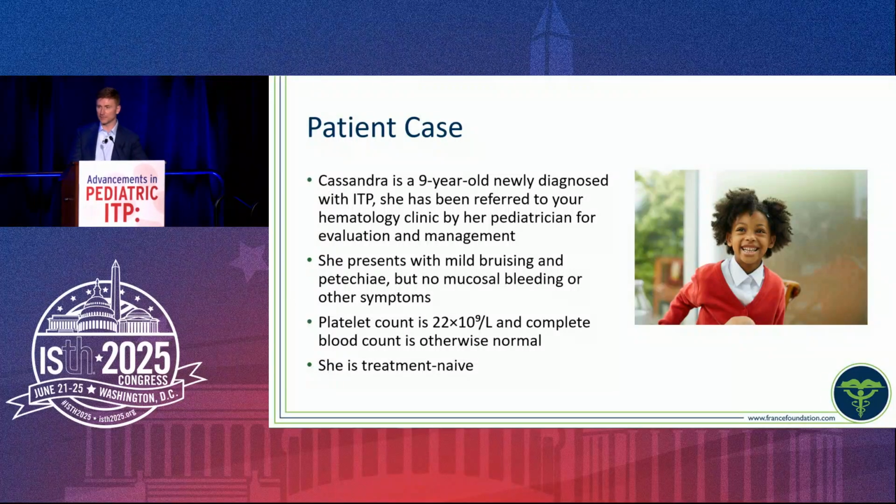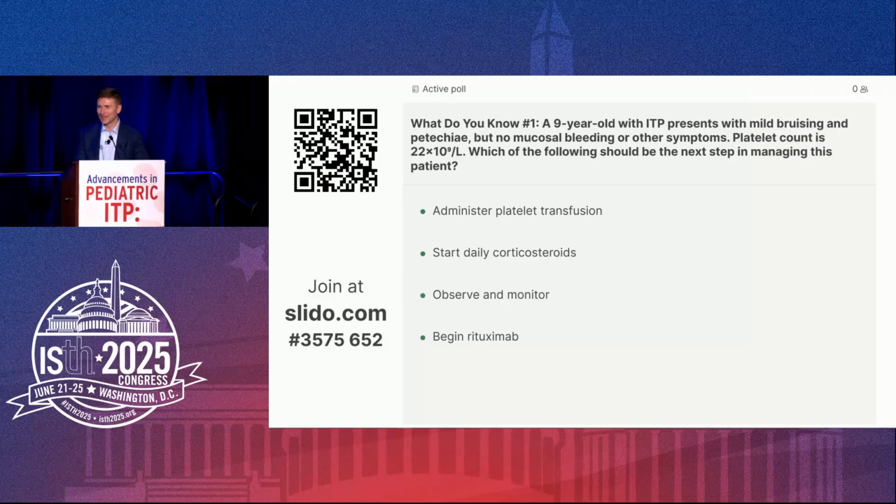She's treatment naive. So, getting to our next polling question, testing what you know. In this 9-year-old who presents with mild bruising and petechiae, but no other bleeding or symptoms, and a platelet count of 22, which would be the most effective next step in managing this patient? Administer a platelet transfusion, start daily corticosteroids, observe and monitor, or begin rituximab.